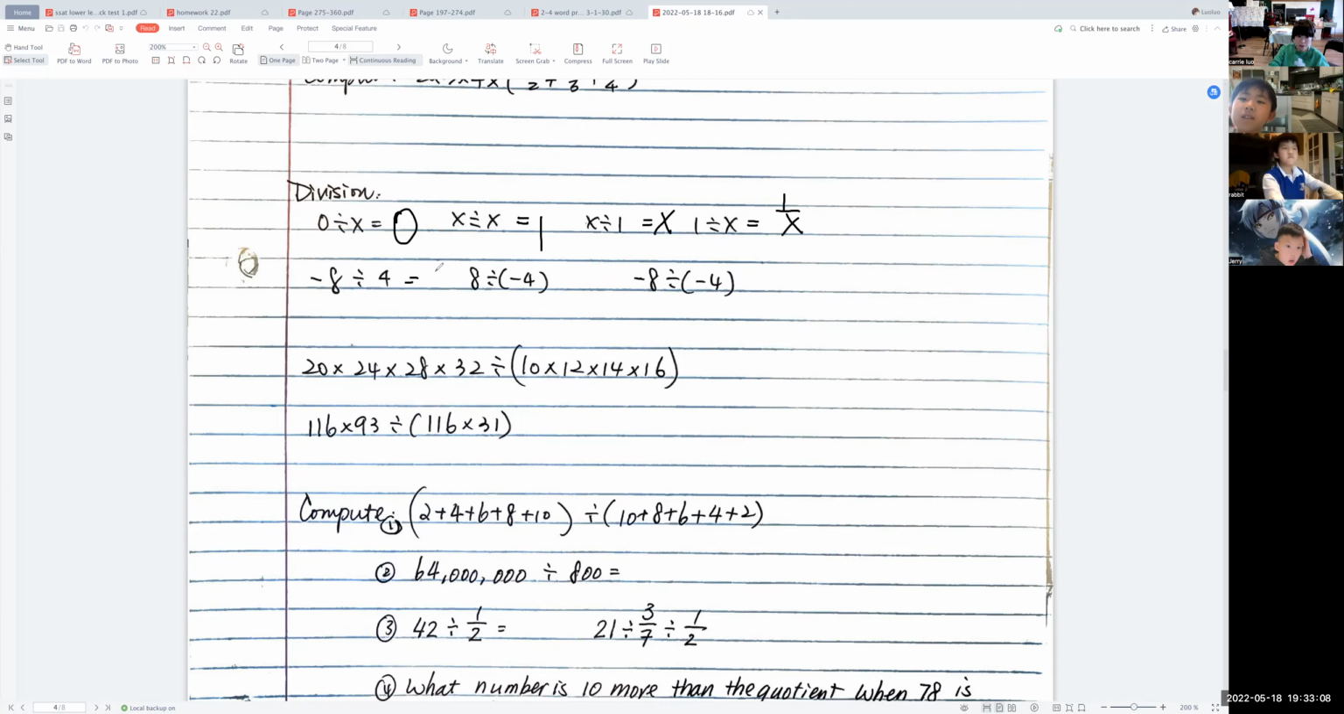Next one, Rabbit. -8 divided by 4 equals? -2. 8 divided by -4? Still -2. Very good. And last one, Rabbit. -8 divided by -4? 2. Very good.